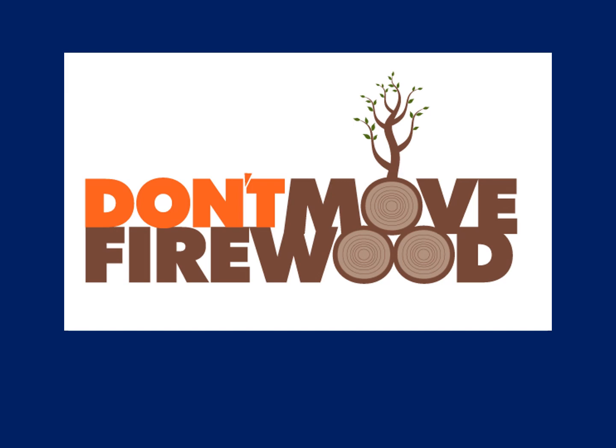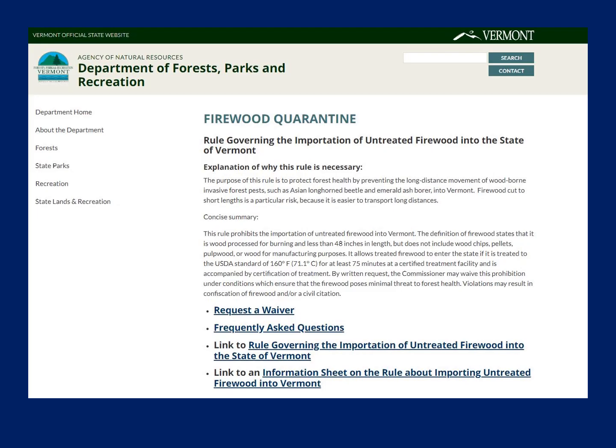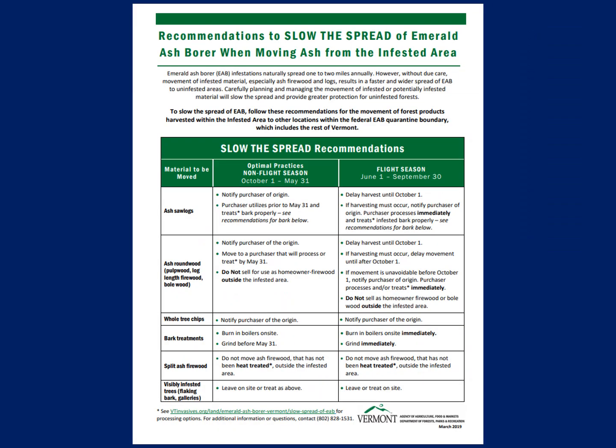So it's really important, and also it's the law. There's a law in Vermont that does not allow firewood to be brought in from out of state, and then also the slow the spread recommendations for emerald ash borer coming from infested areas. So in the parks, you're worried about firewood coming in, and you're not supposed to be moving firewood during the flight season, June 1st to September 30th, from an ash that comes from an infested area. So that's pretty difficult for park staff to decide exactly where it came from in one of those fried egg maps, or whether it was from out of state.